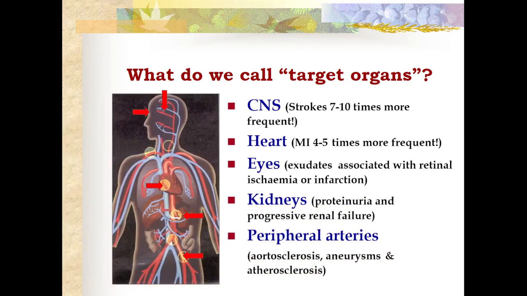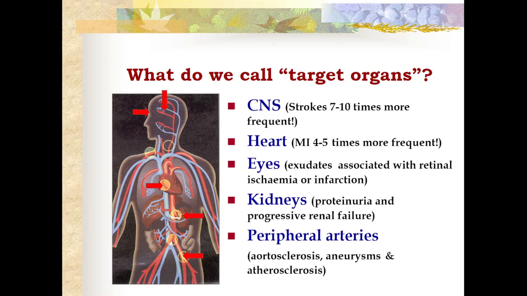And arterial hypertension can lead to target organ affection. What does it mean, target organs? CNS: in arterial hypertension, strokes develop from 7 to 10 times more frequently. Second target organ, heart: in arterial hypertension, myocardial infarction is 4 to 5 times more frequent.